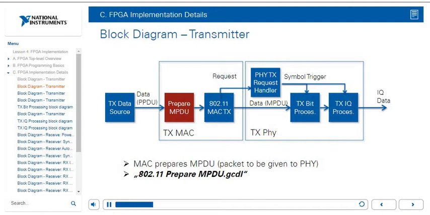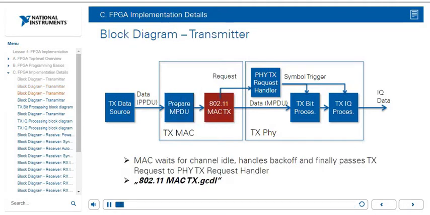The first main block on the FPGA is in the TX MAC and is called Prepare MPDU. Here, the MAC prepares the MPDU packet, which will be sent eventually to the physical layer. The next main block in the TX MAC, again on the FPGA, is the 802.11 MAC TX block. Here, the MAC waits for the channel to be idle, handles the backoff, and finally passes the TX request to the PHY TX request handler block in the PHY.